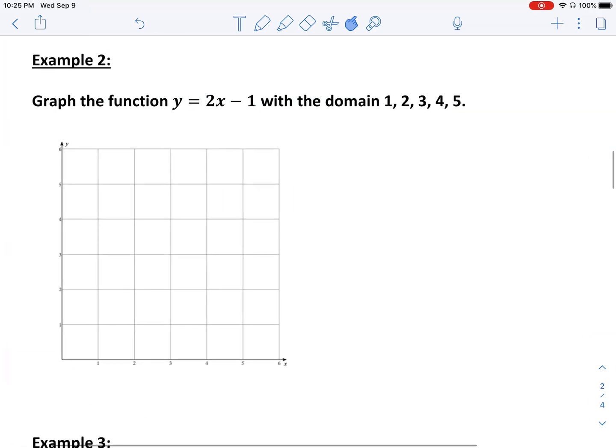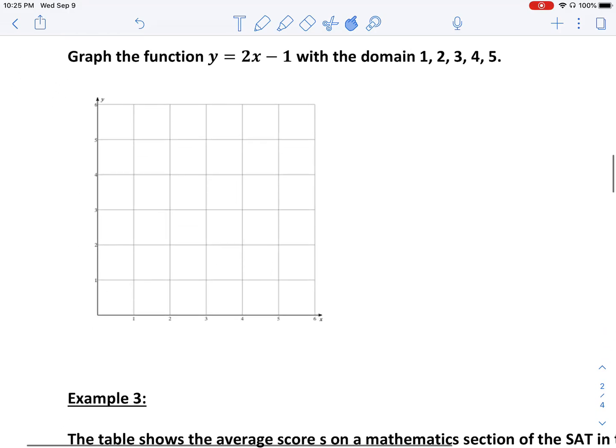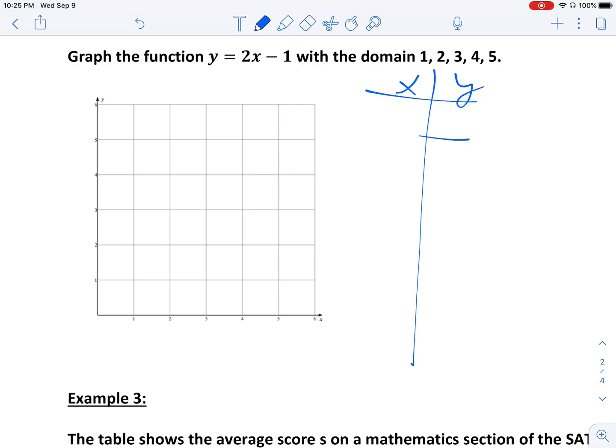All right, on your own, I would take a minute and try this next example. So I'd pause the video, take a shot at it, and check your work with me when you're finished. So hopefully you got a chance to take a look at that. So the first thing you're going to want to do is make a table, or at least the domain part of it, the x portion of it. And let's fill in our numbers. 1, 2, 3, 4, 5.